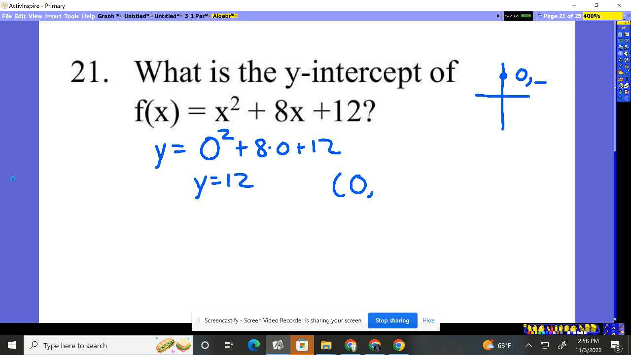The x is 0. The y is 12. There's the y-intercept. The y-intercept's only going to be 1 point. Okay? It's always going to be 1 point. It's not like the x-intercept that could have 2. We're going to have 1 here. And I just simply set the x value to 0 and solve it. There you have 21.